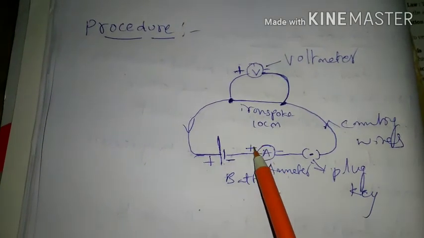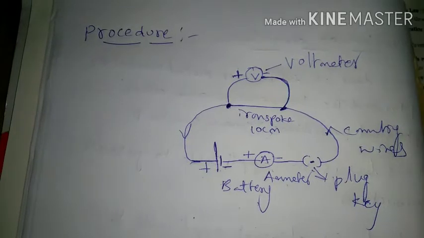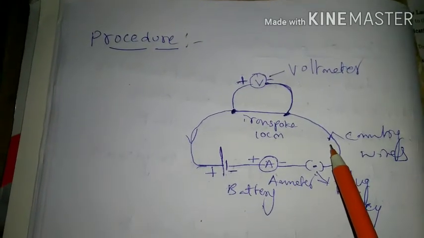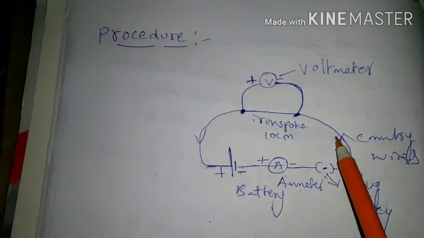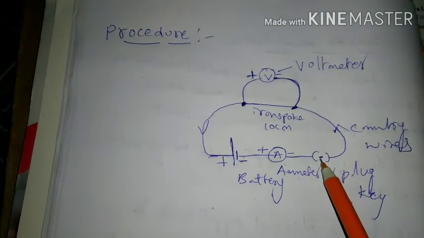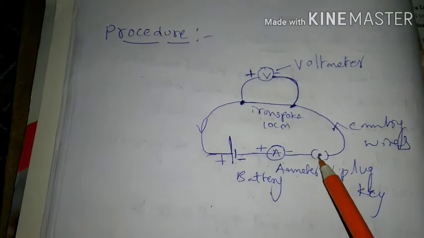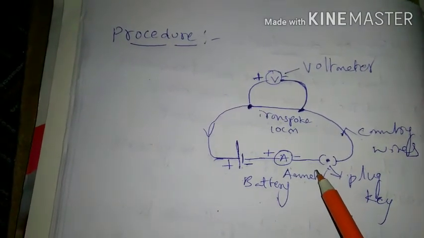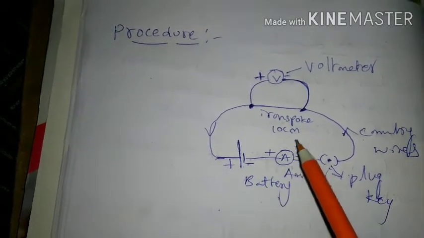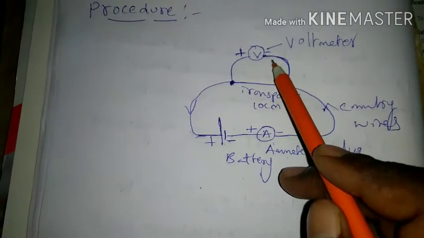Connect a circuit as shown in the figure. The conducting wires to the ends of the iron spoke. Close the key. Note the reading of current from the ammeter and potential difference from the voltmeter.